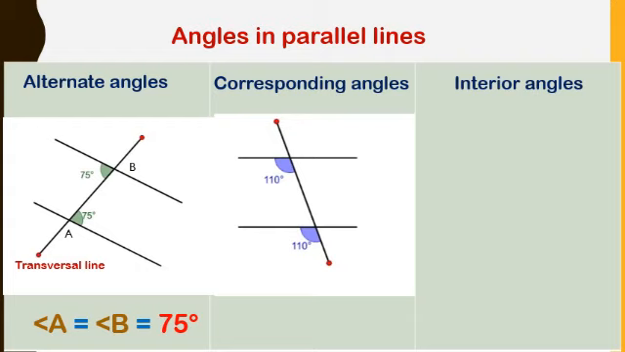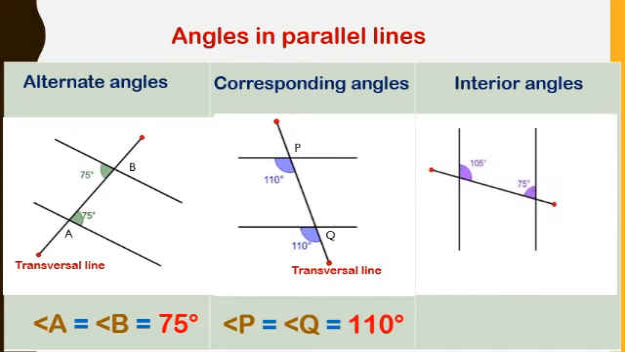Here corresponding angles are angle P and angle Q. Here angle P equals 110 degrees and angle Q equals 110 degrees. So we can write angle P equals angle Q equals 110 degrees.